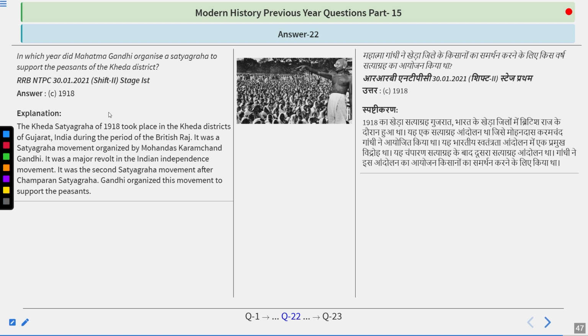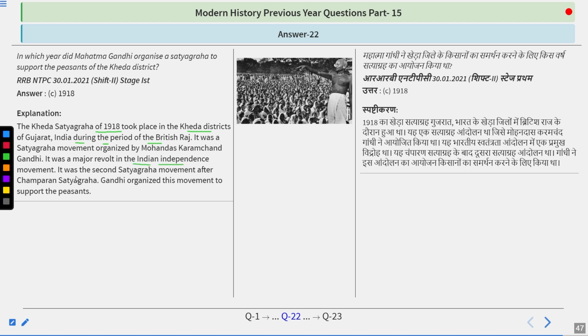That is Champaran, Ahmedabad and Kheda. So firstly Champaran happened, then Ahmedabad mill strike, then Kheda Satyagraha. So they have happened in chronological order. Kheda Satyagraha of 1918 took place in the Kheda district of Gujarat, India during the period of British Raj. It was a Satyagraha movement organized by Mohandas Karamchand Gandhi.